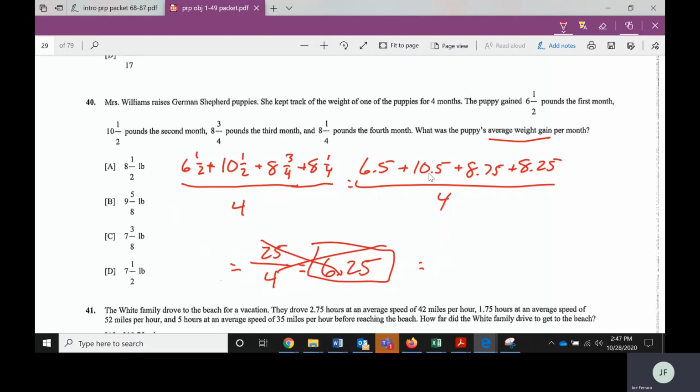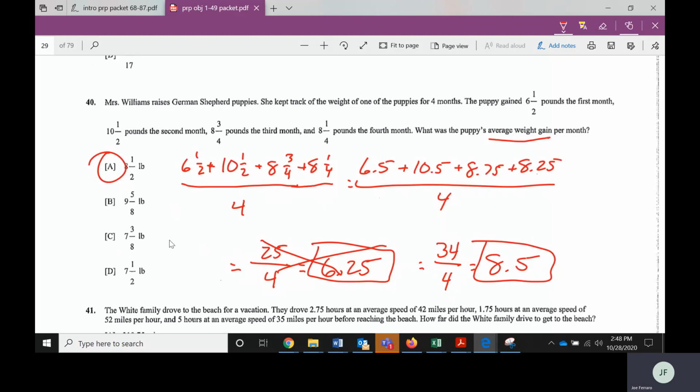6.5 plus 10.5 plus 8.75 plus 8.25 equals, and then divided by the 4 months. So we divide that, we get 8.5, and this one should be pretty easy to see. It's the only one with an 8 as a whole number, and 8.5, hope most of you know that's 8.5.